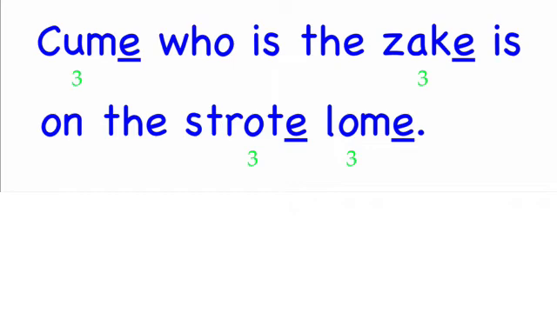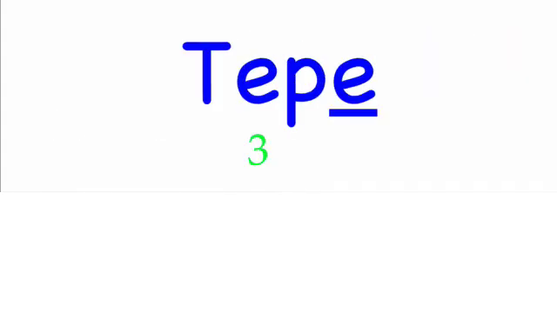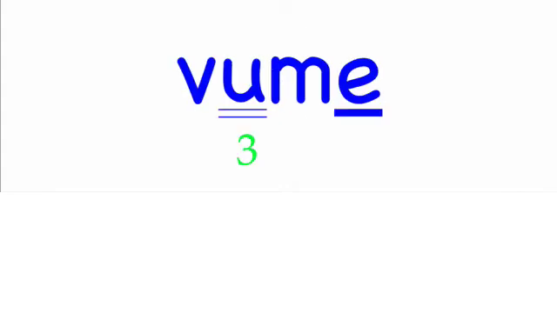Sentence 6. Teep the voom and tell Wime to feep. Teep, three sounds. T, E, P. Teep. The voom, three sounds. V, U, M. Voom. Here U is representing its second long sound, so we double underline it to indicate that fact.